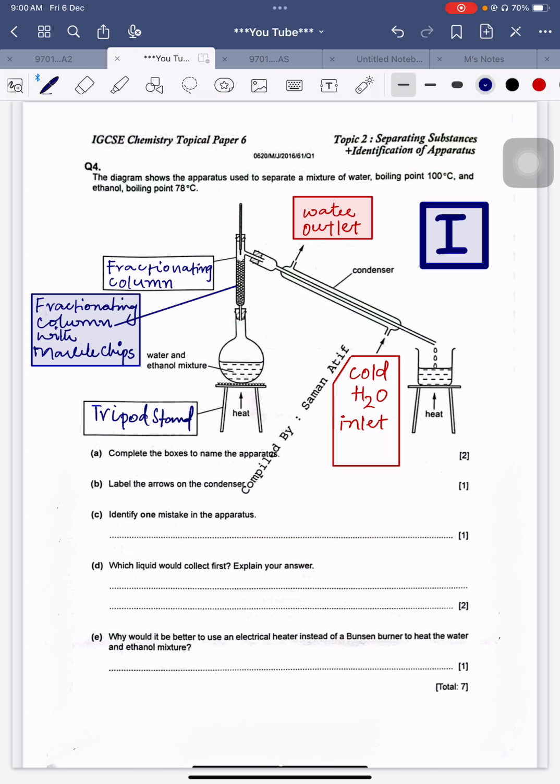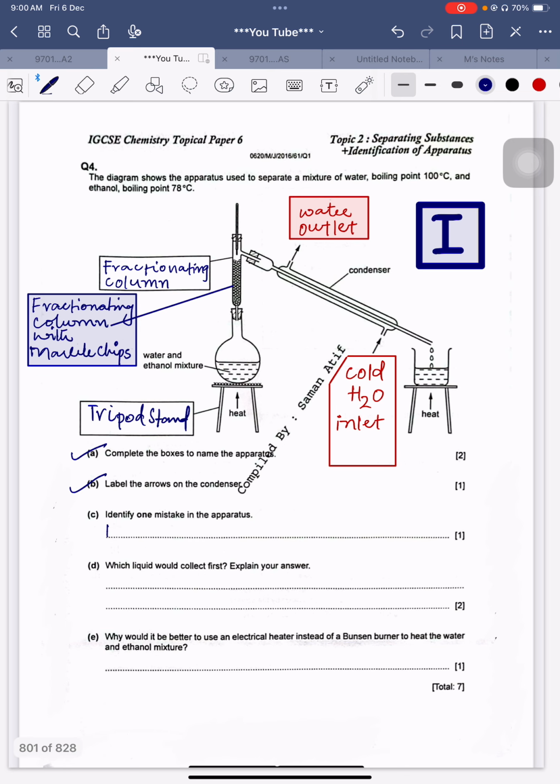Okay, so I'm writing the answers now. Question number 4, part A is done, part B is done. Identify one mistake in the apparatus. What is the answer? The receiver beaker is on the burner or is heated. Or you may say there should not be heat on the receiver beaker.